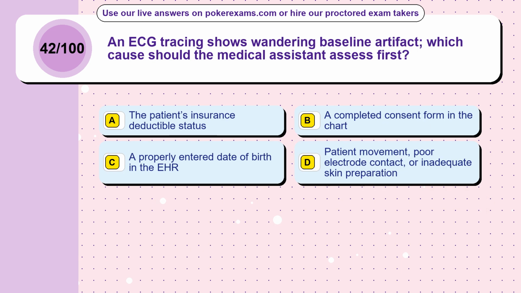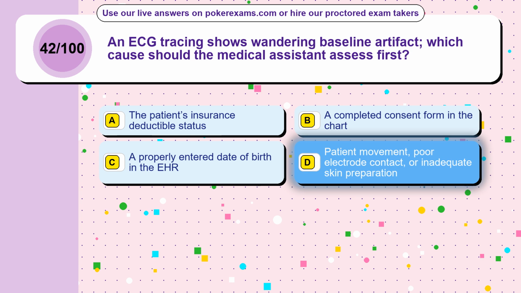Question 42. An ECG tracing shows wandering baseline artifact. Which cause should the medical assistant assess first? Option A. The patient's insurance deductible status. Option B. A completed consent form in the chart. Option C. A properly entered date of birth in the chart. Option D. Patient movement, poor electrode contact, or inadequate skin preparation.